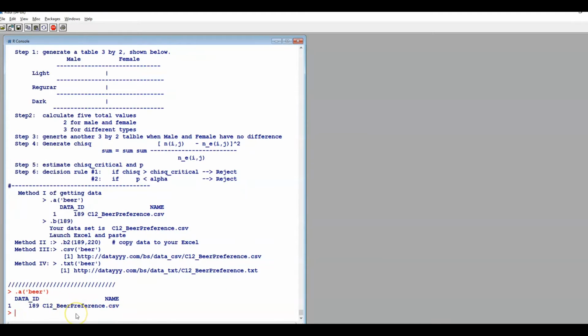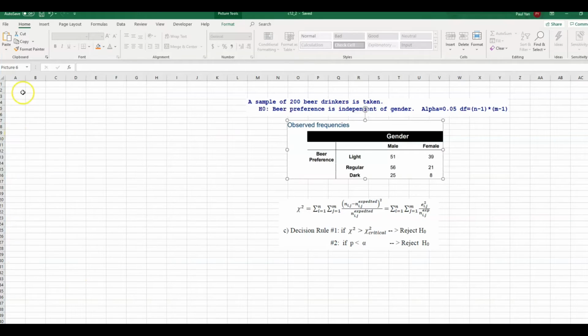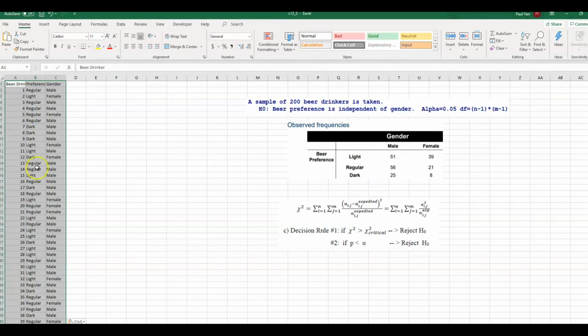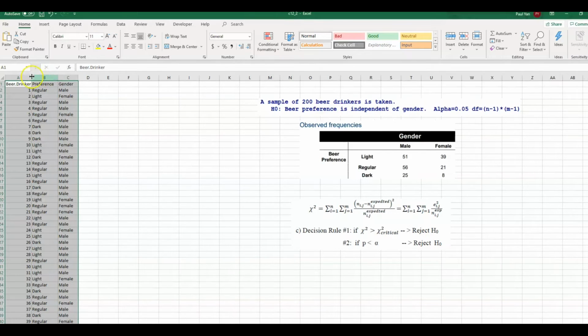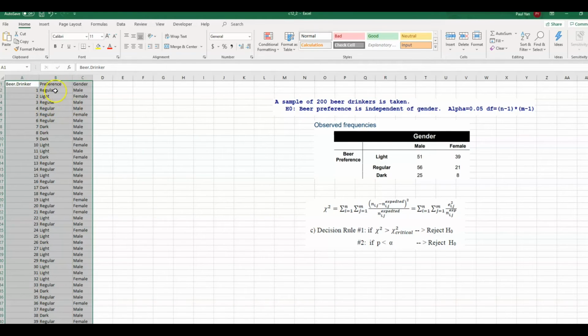Beer preference. Then we type .b 189. Then we launch Excel and paste it there. The first column is ID. Then we have preference: regular, light, regular. The first observation is male, the second one is female.